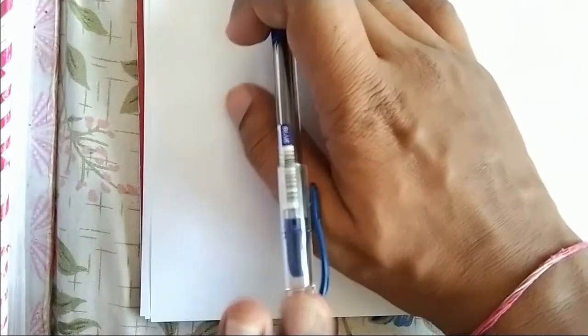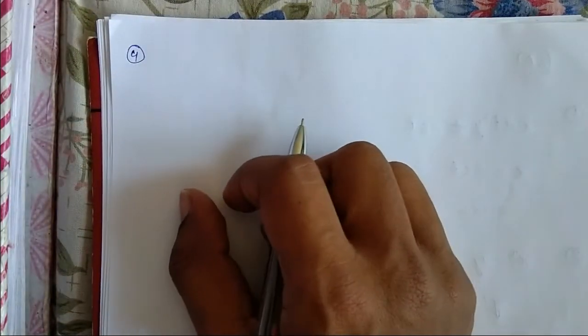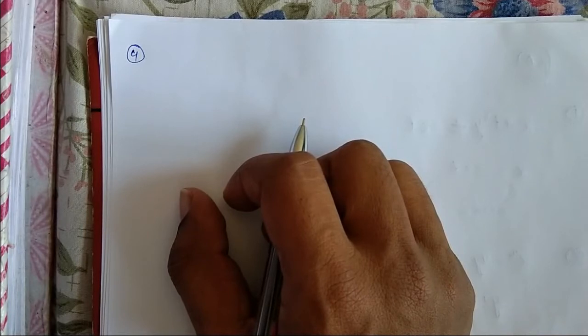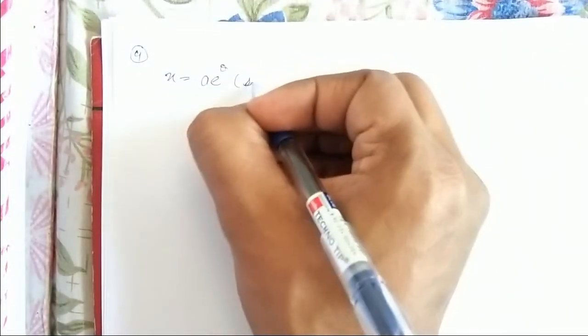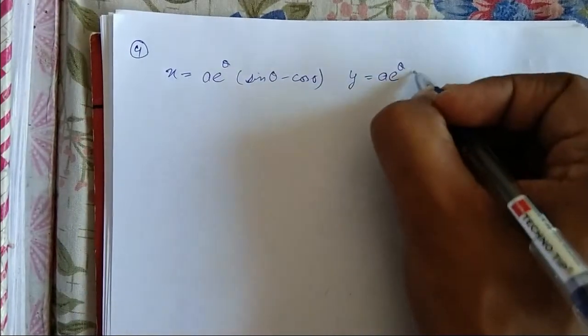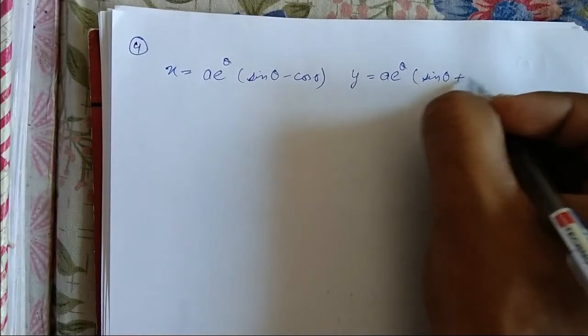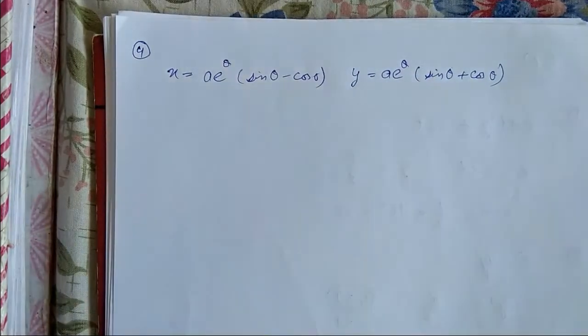Moving on to question number 4. If P and Q are lengths of perpendiculars from the origin to tangent and normal to the curve x is equal to a e power theta (sin theta minus cos theta), and y is equal to a e power theta (sin theta plus cos theta). I think there's a misprint, there's a theta missing in the booklet.